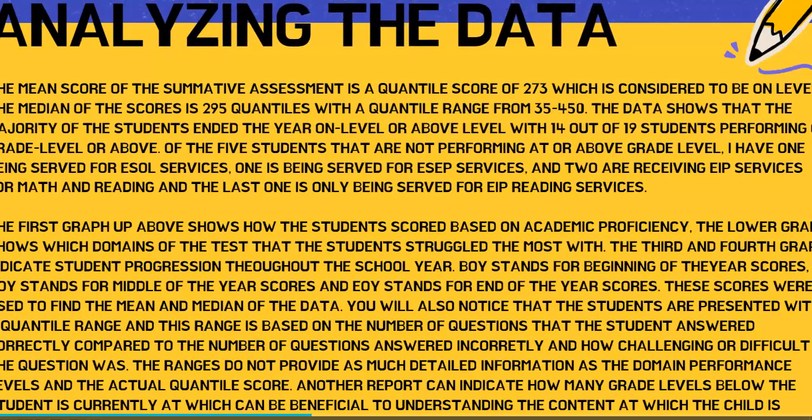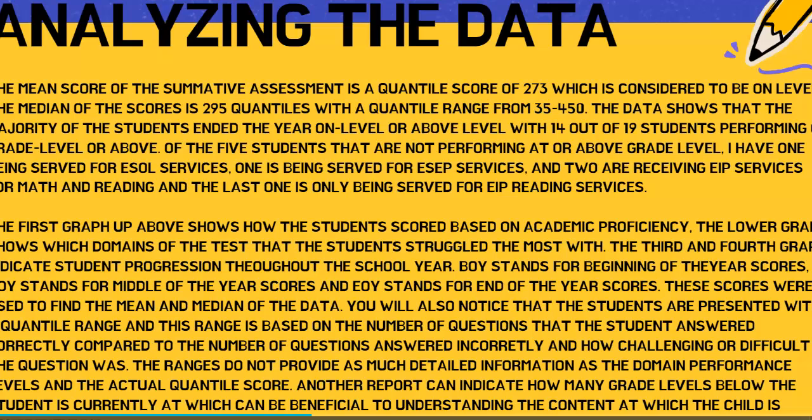Here, this is analyzing the data. The mean score of the summative assessment is a quantile score of 273, which is considered to be on level. The median of the scores is 295, with a quantile range from 35 to 450. The data shows the majority of the students ended the year on level or above level, with 14 out of 19 students in the class performing on grade level or above.